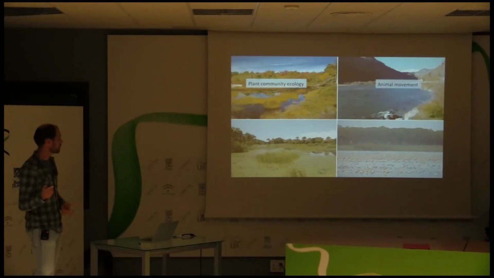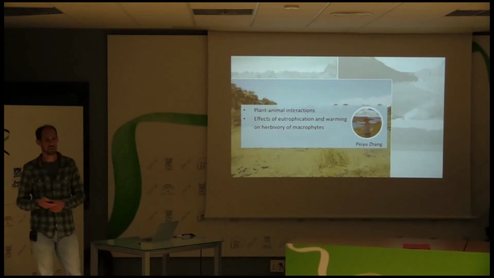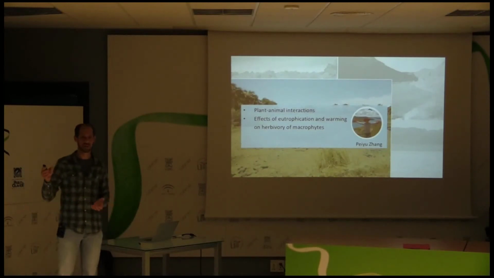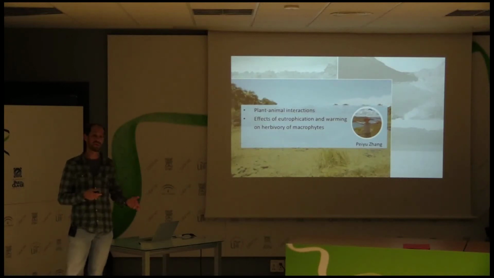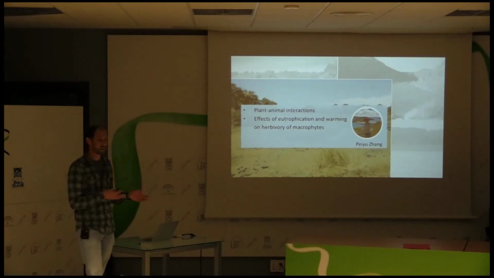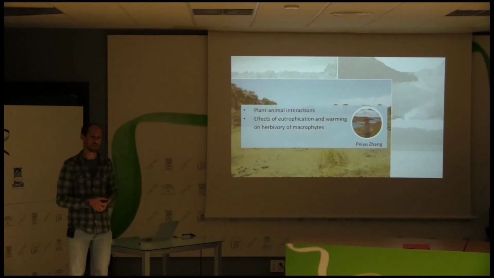And then it gets even more interesting when you start to look at plant-animal interactions. P.U. Zhang is a PhD student in the Netherlands, and he recently graduated on the effects of global warming and eutrophication on herbivory, so animals eating plants. And he found that if the water temperature of aquatic systems rises, the metabolism of animals generally goes up, ectothermic animals, which increases the grazing pressure on plants. So plants will become more pressured by these animals eating them.